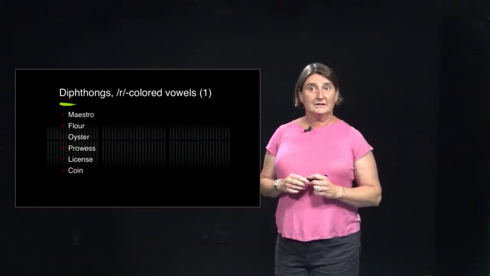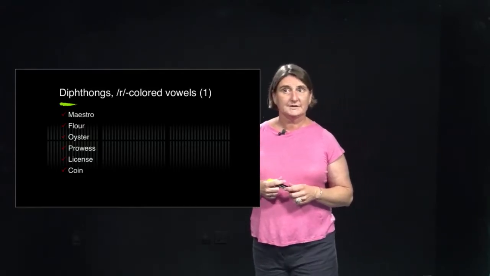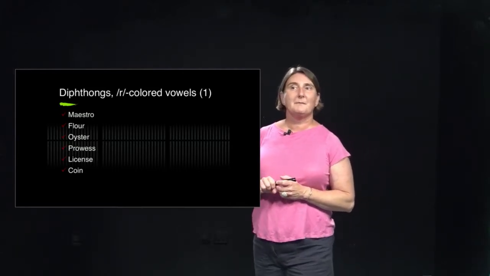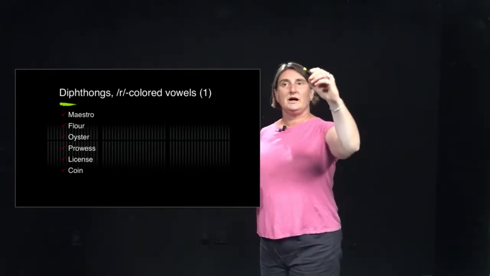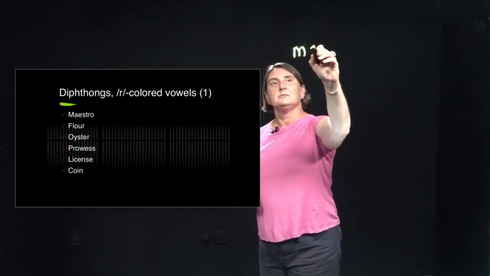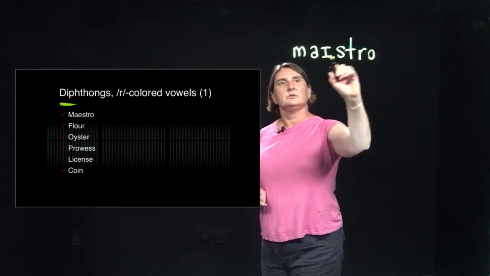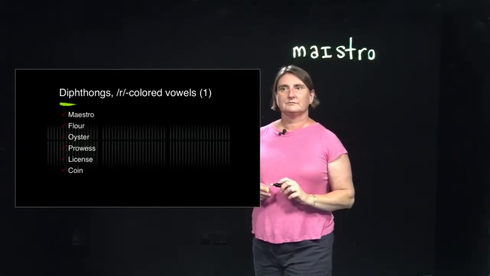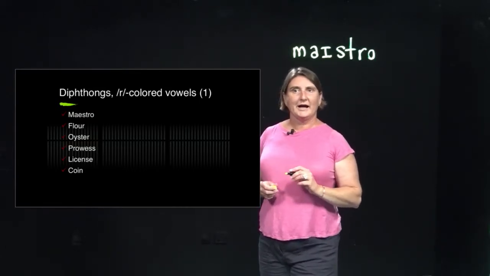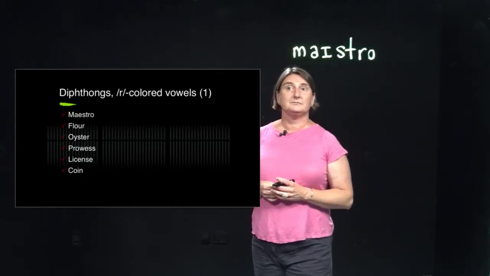Some more vowel practice, this time really focused on the diphthongs and the R-colored vowels. So we've got maestro, maestro. So I would transcribe maestro as maestro with the diphthong there. Flour. Think about flour for a moment. How would you like to transcribe flour that you bake with?